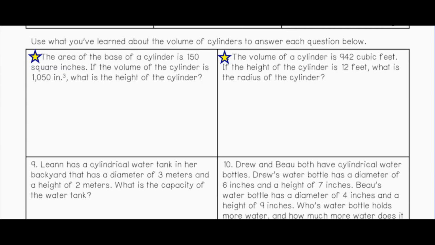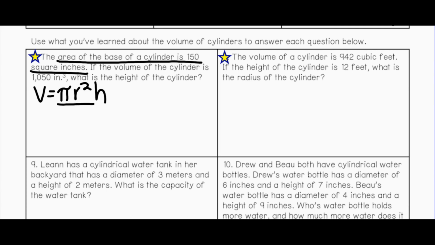Use what you've learned about the volume of cylinders to answer each question below. The area of the base of a cylinder is 150 square inches. If the volume of the cylinder is 1,050 inches cubed, what is the height of the cylinder? So we're looking at the volume of a cylinder, pi times r squared times the height. They told us the area of the base of a cylinder is 150 square inches. We know that pi r squared represents the base of our cylinder, so we can replace the entire pi r squared with 150.